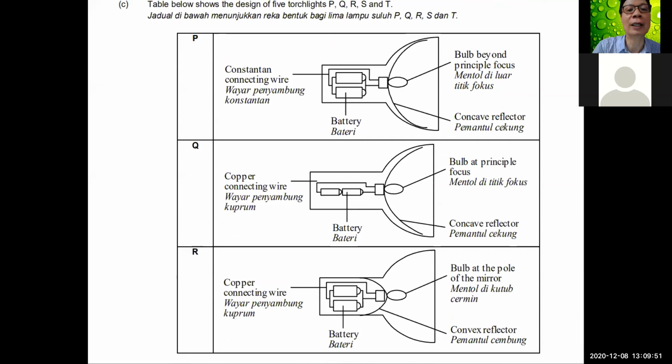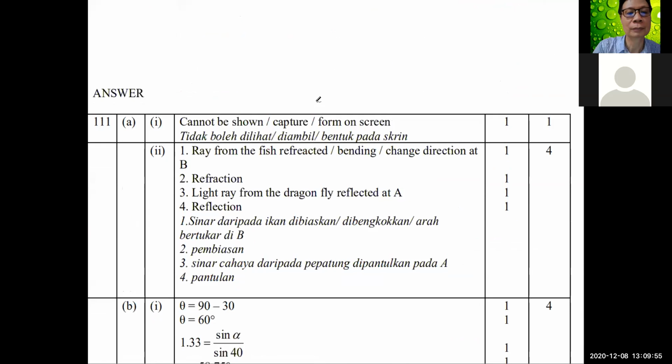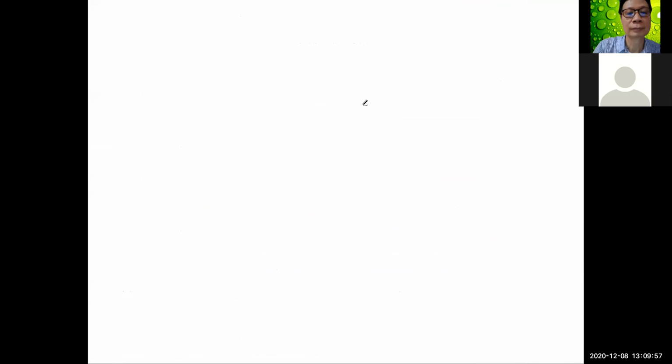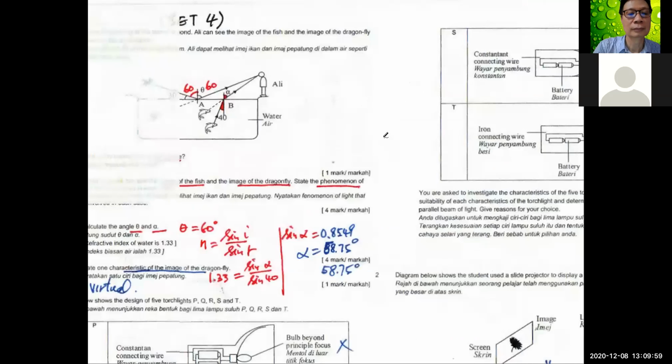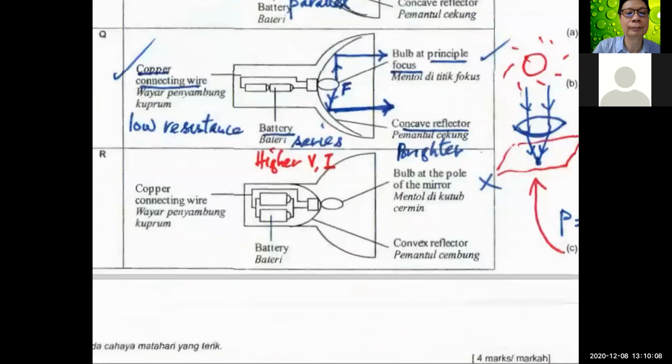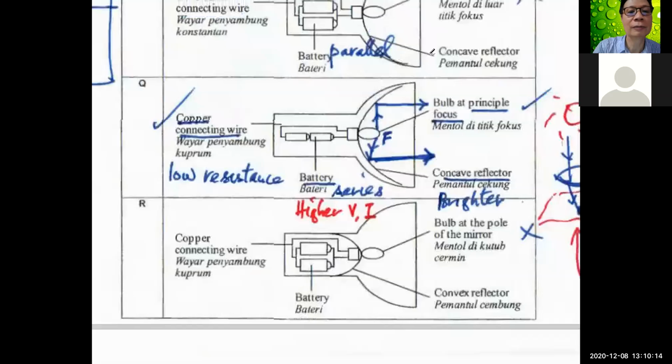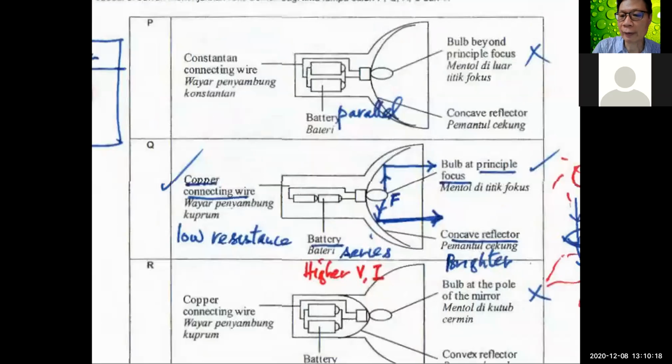You can have a look here. This one is a little bit messy here. Never mind, I make it smaller, let you see. Can you see the diagram? Can you all see?